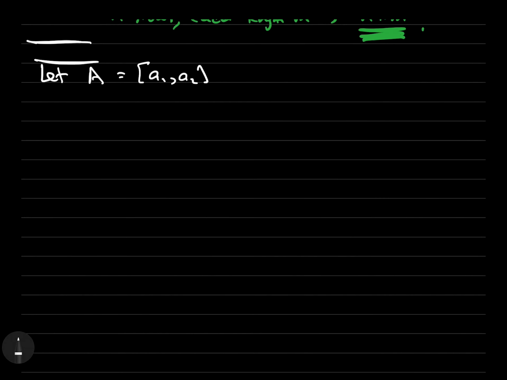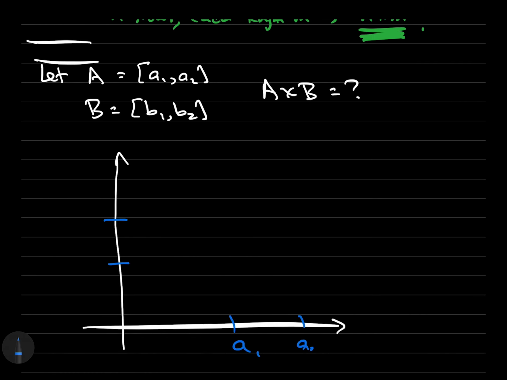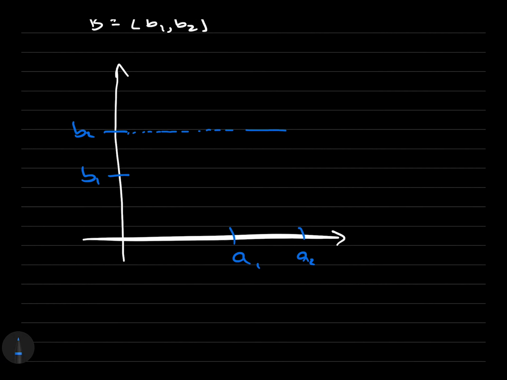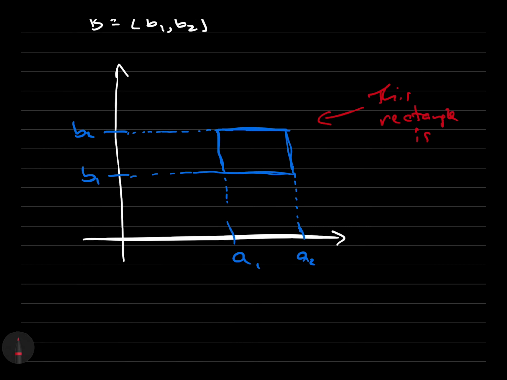Here's an example inside R2. Let A and B be closed intervals. A is the interval A1 to A2 and B is the interval B1 to B2. We can see from the picture that the product of these two intervals is a rectangle in the plane. In general, whenever A and B are intervals, then A times B is a rectangle.